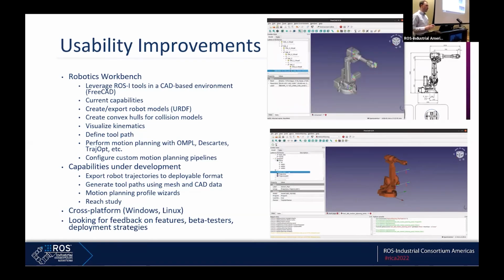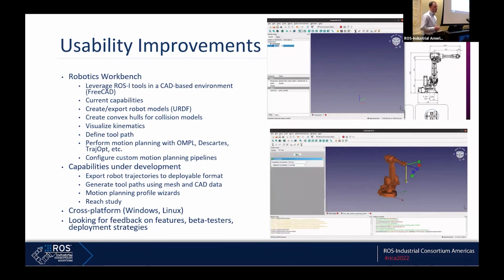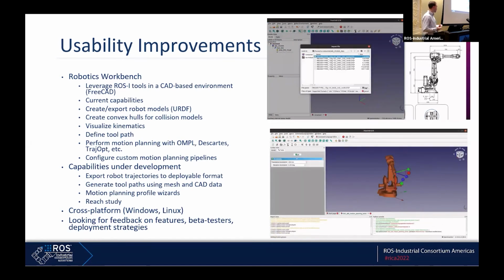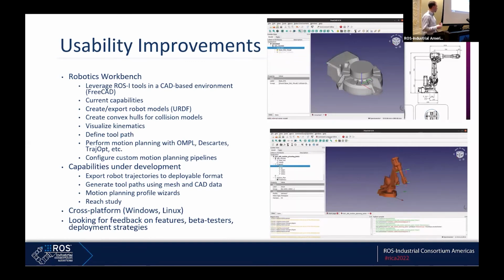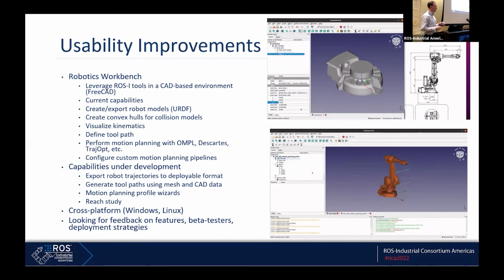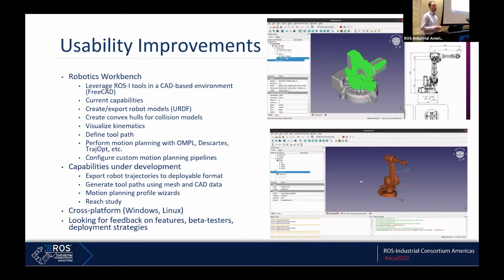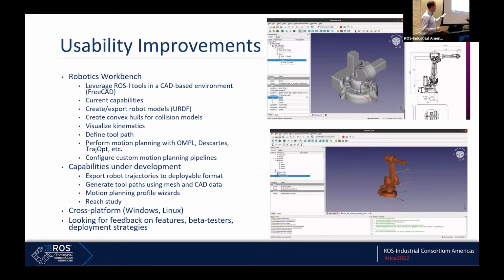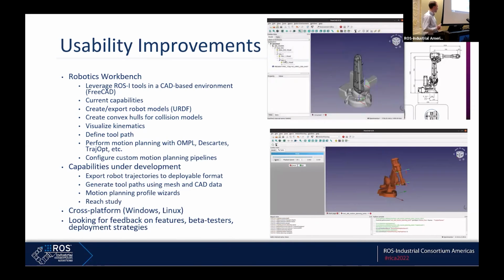Similarly, we've integrated kinematics capabilities here as well. You build up your robot, and then you can choose from different IK solvers and drag the robot around, verify kinematics, and make sure everything's moving as we expect. On the planning side, this is the video on the bottom. We've integrated the ability to define waypoints and build out a rough trajectory, and then integrate some of our motion planning tools like OMPL, Descartes, and TrajOpt, and define custom planning pipelines in this GUI-based environment and generate motion plans inside of FreeCAD.